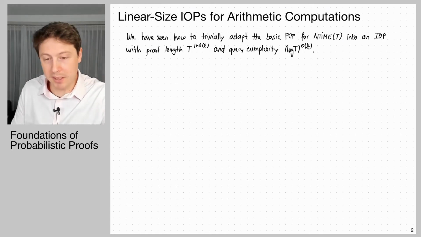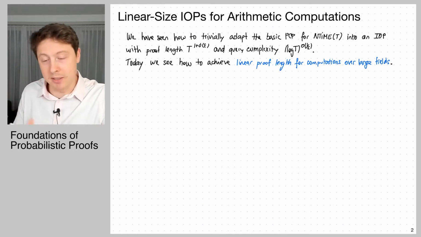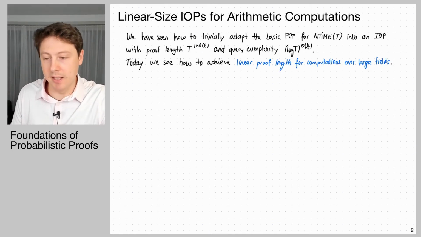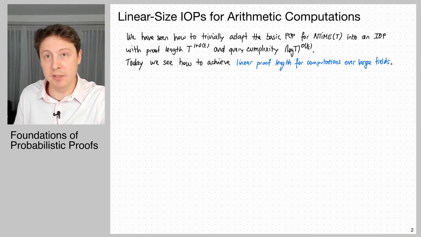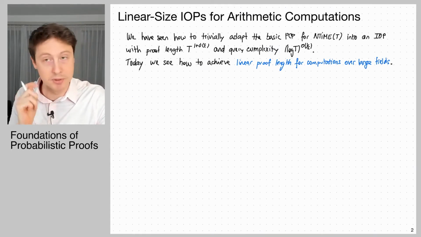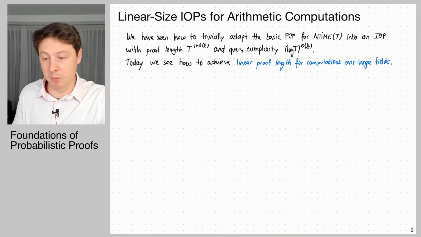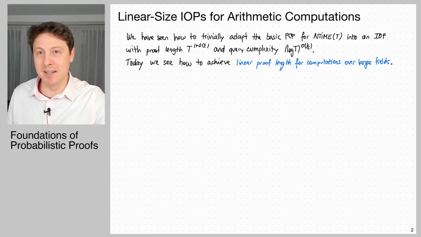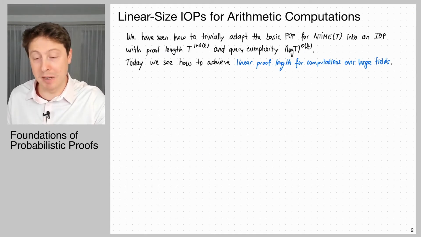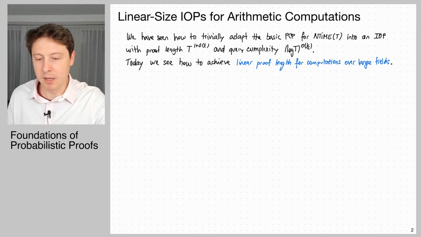So what we'll see today is that we're going to start exploring how to obtain a linear proof length. This will primarily be for computations over large fields, and if we get to it later in the course, we'll see also how to achieve linear proof length for Boolean computations. When you start getting to these rather demanding notions like linear proof length, which specific type of computation you're considering actually starts mattering a lot.